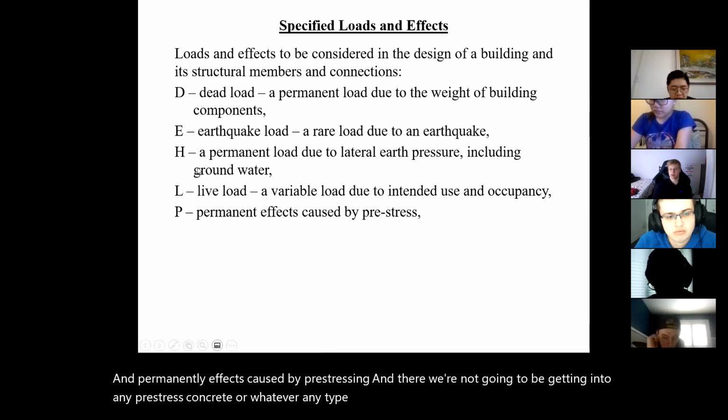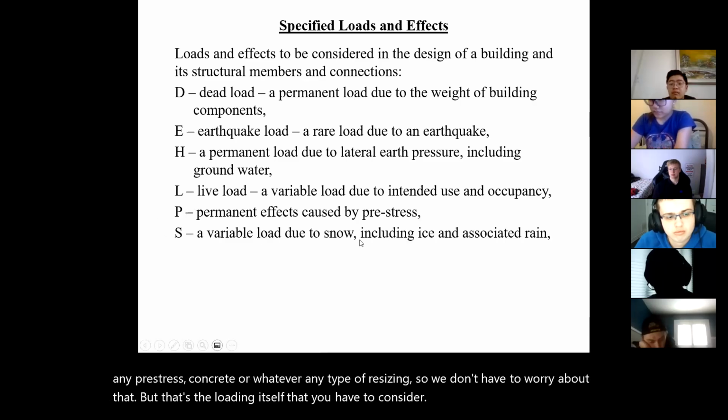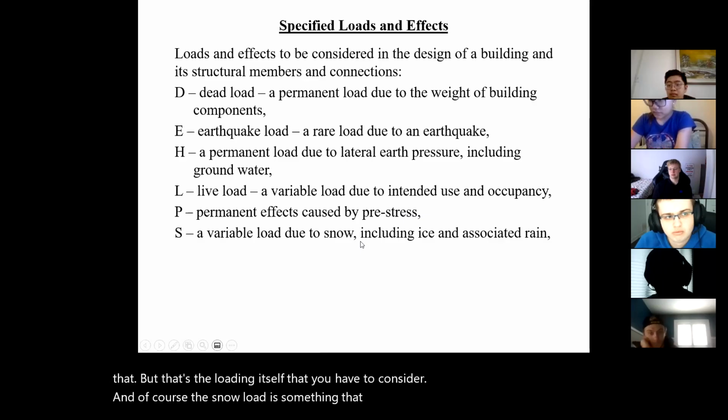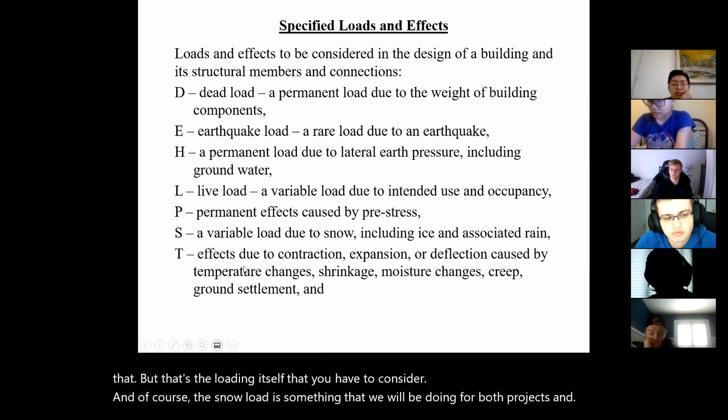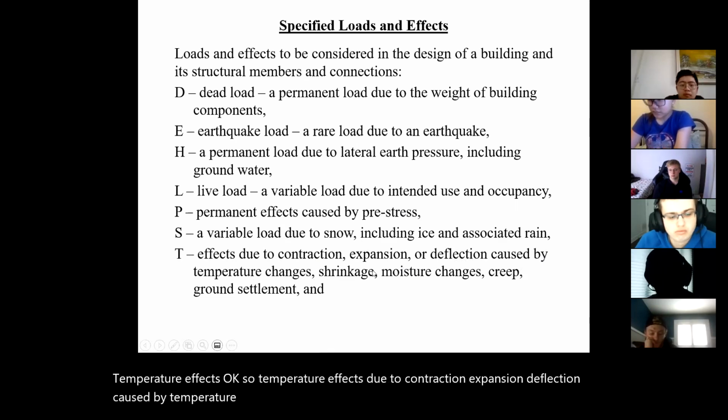We don't have to worry about that. That's all in itself considered. And of course, the snow load is something that we will be doing for both projects. And temperature effects, okay? So temperature effects due to contraction, expansion, deflection caused by temperature changes, okay? Shrinkage, moisture changes, creep, and ground settlement.